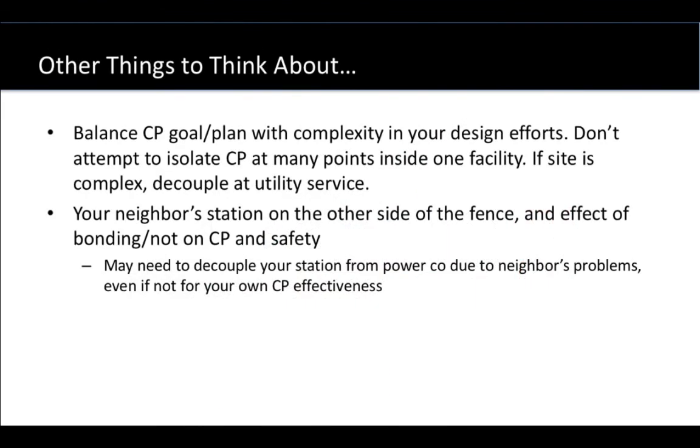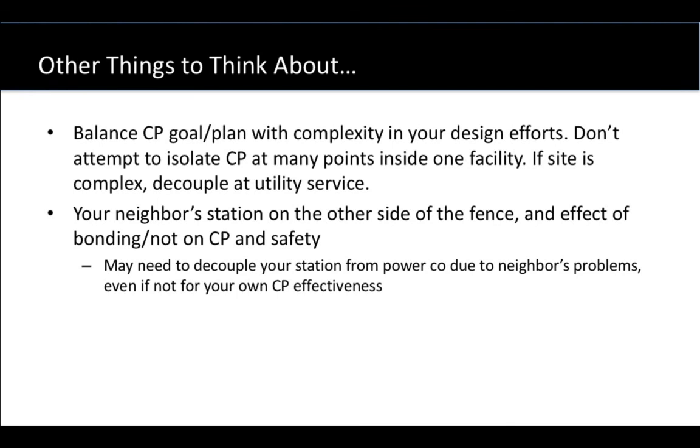A couple of last thoughts. As I just mentioned, you have to balance complexity and the need for CP isolation as you consider overvoltage protection. Some very complex sites are not well suited to having every single point of bond between the pipeline and its CP to a grounding system just because there's too many of them. And that's where you'd look at separation instead from the utility.